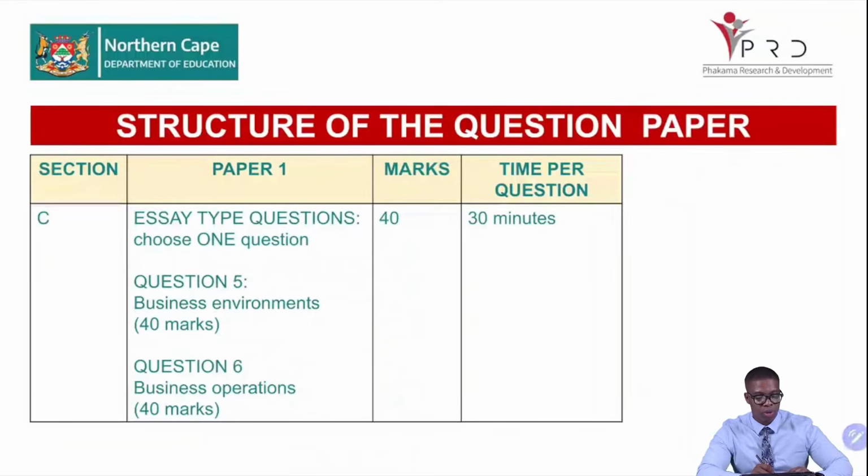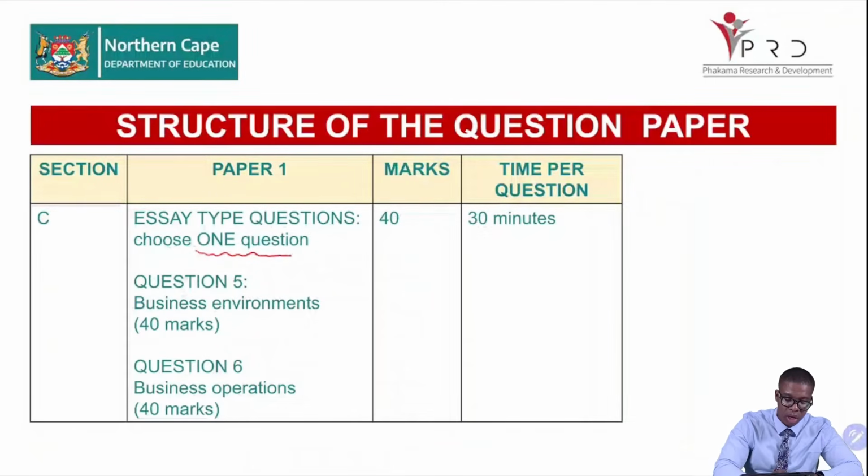Now we proceed and we look into section C. Section C will assess your essay type question. With your essay type question, the instruction is choose 1 question, because in section C you have 2 questions, which is question 5 together with question 6. Now let us look into the mark allocated. The mark allocated is 40, and the time you should spend writing your essay should be 30 minutes. Now question 5 will have an essay from the main topic business environment, and then question 6 will have an essay from the main topic that assesses business operations.